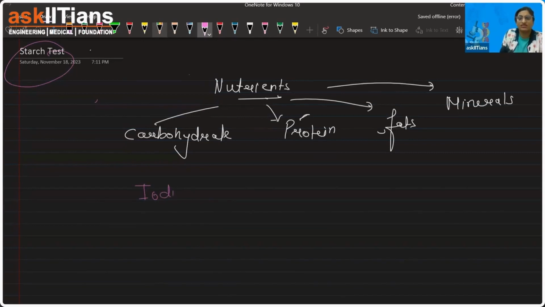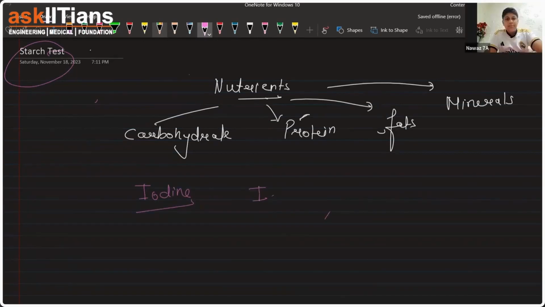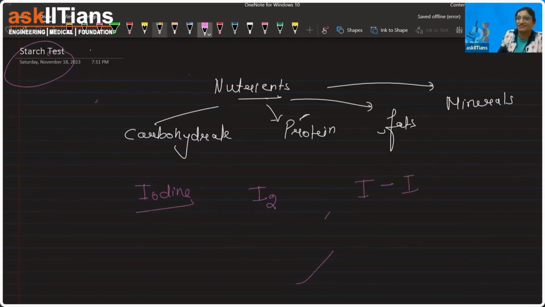with iodine. What is the formula of iodine? I is the symbol I2. Actually, two I molecules are joined to each other. That make iodine. Okay. So first of all, we're gonna check and we will do why that happened.